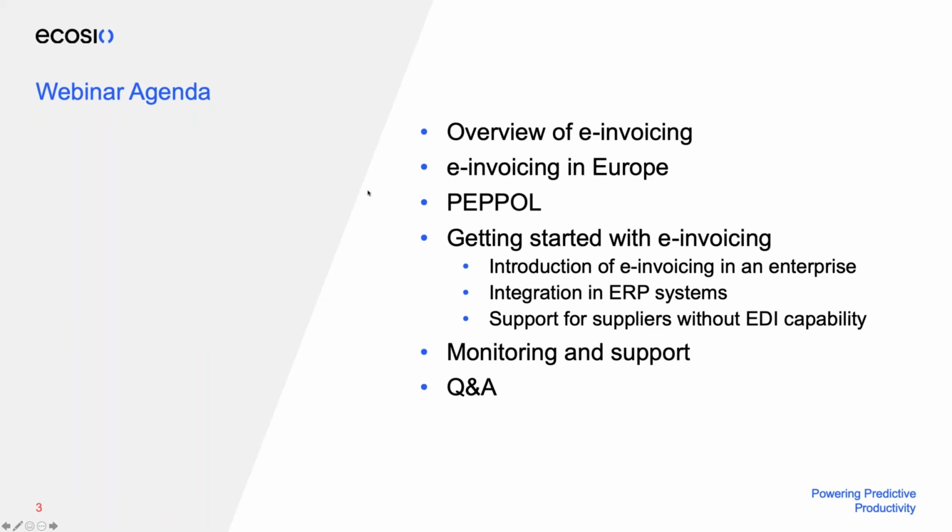Now let's see what's on the menu for today. We'll give an overview of e-invoicing in general, then head on to e-invoicing in Europe, and then have a closer look at PEPPOL. We'll then see how you can get started with e-invoicing and give an introduction of e-invoicing in an enterprise, then how to integrate it in an ERP system, and also examine how support for suppliers without EDI capabilities, e-invoice capabilities can look like. And then head on further to monitoring and support.